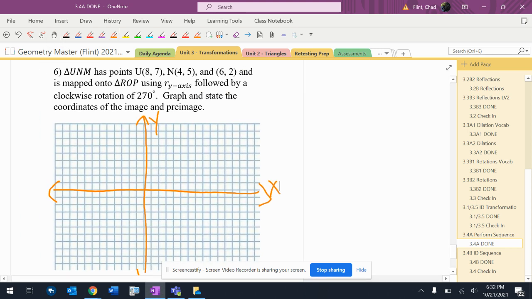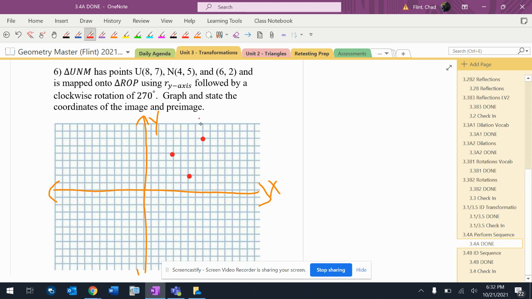All right, so let's plot our points. So 8, 7. 4, 5. And 6, 2.